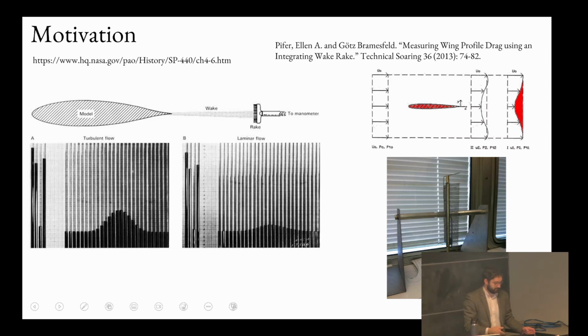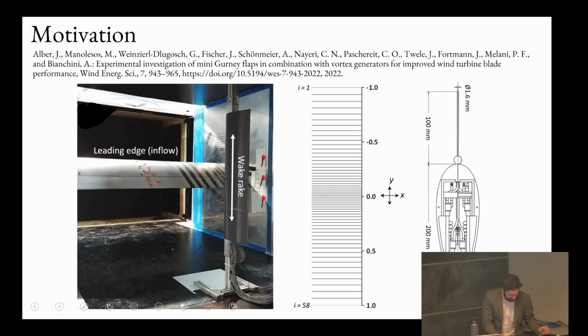This is one example. This is another example that's probably better illustrated. In this example, they have non-uniform resolution. You can see that each of these lines represents a pitot tube in their rake, and it's concentrated in a part of the flow that changes quite quickly. Those are both for airfoils.